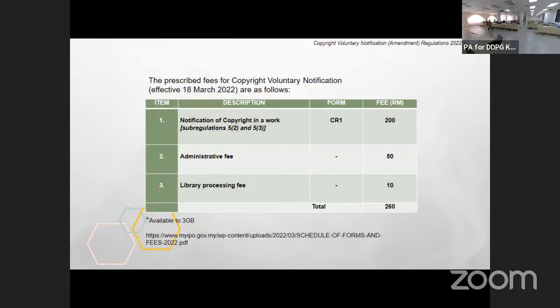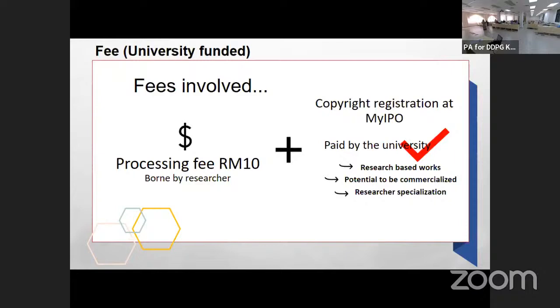Okay. The information about the fees, doctor can see it in your app. Okay, so we will go to the fees. There are two categories of the fees. Firstly, UDC finder, and the second one is self-funded. Okay, for UDC finder, the fee involved, $250 plus processing fee, $260 will be paid by the university.